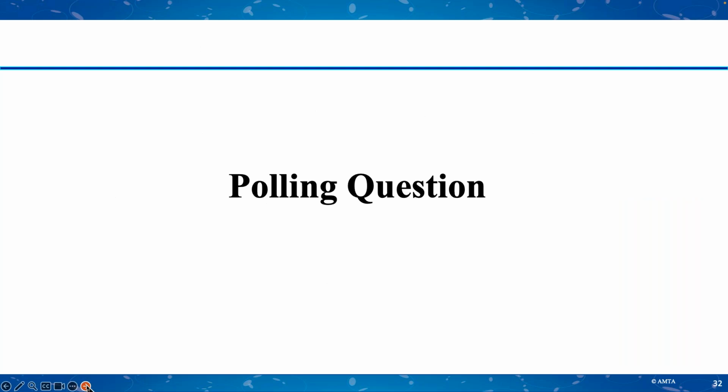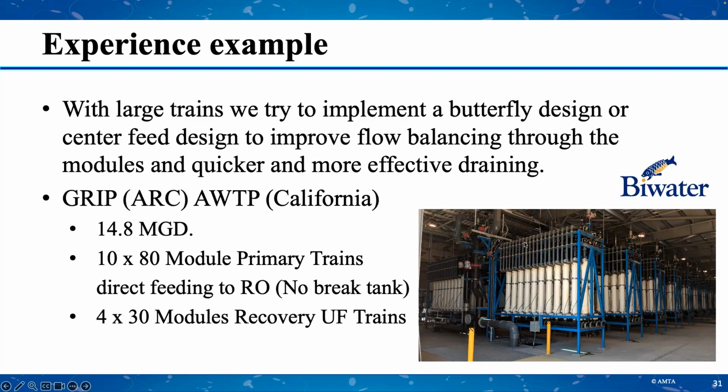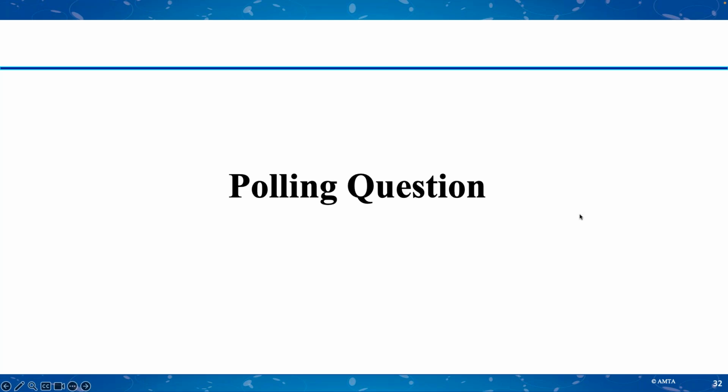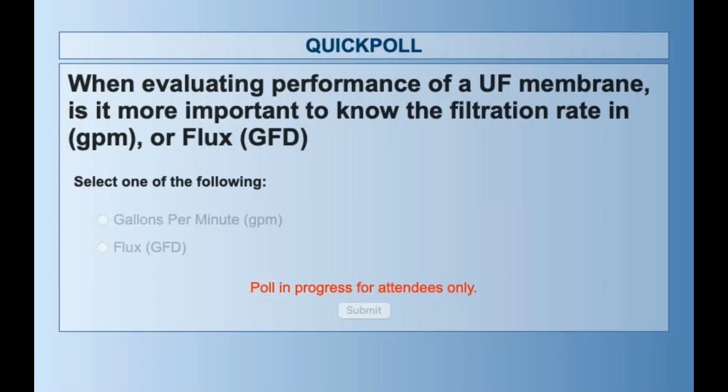Oh, see, there's a polling question. So Ben, over to you again. Okay, let's go to the next one. So here we have: when evaluating performance of a UF membrane, is it more important to know the filtration rate in gallons per minute or flux in gallons per square foot per day? Please select one of the following.